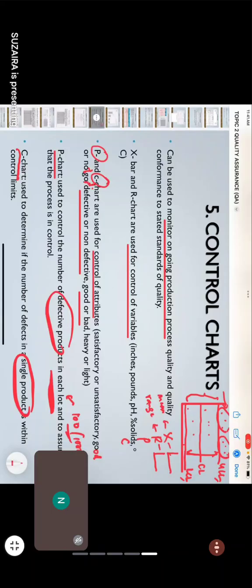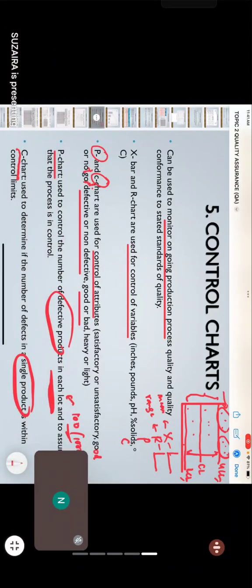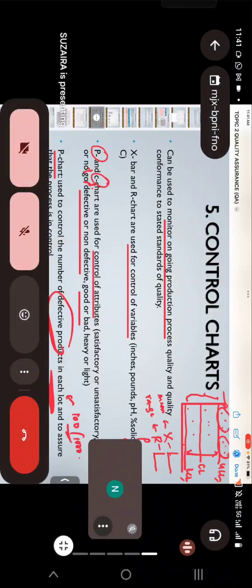So what is the P chart used for? Is it a lot or a single product? Which one? Lot. For a lot. And the C chart is for a single product.